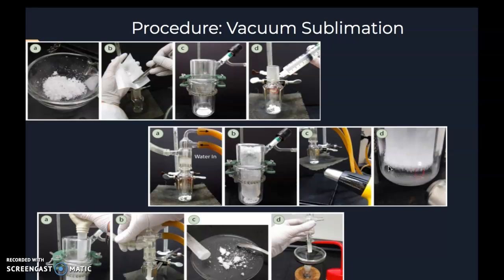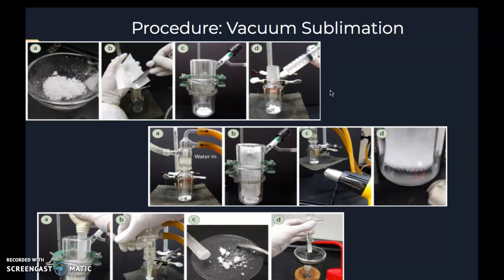Step 2. Secure the apparatus to the ring stand. Step 3. Grease the joint that connects the pieces of glassware. Grease can be applied to the apparatus using a syringe. Step 4. Insert the cold finger and twist the two glassware pieces together.